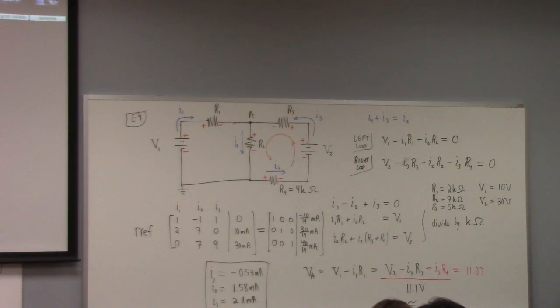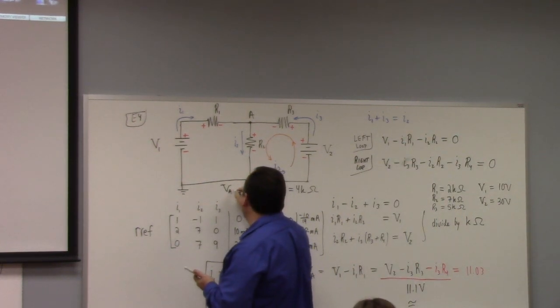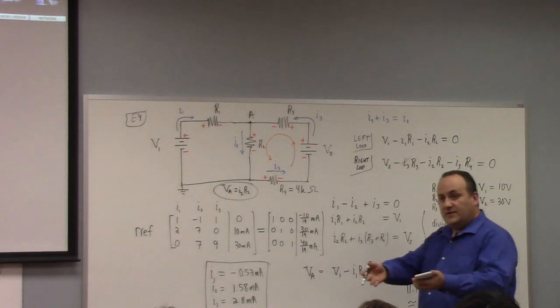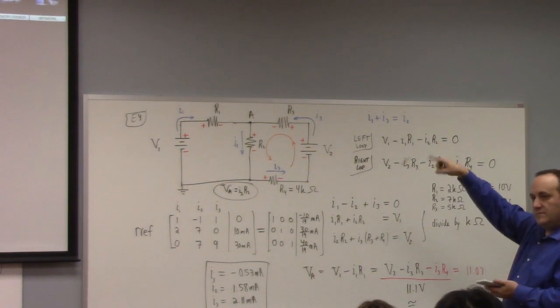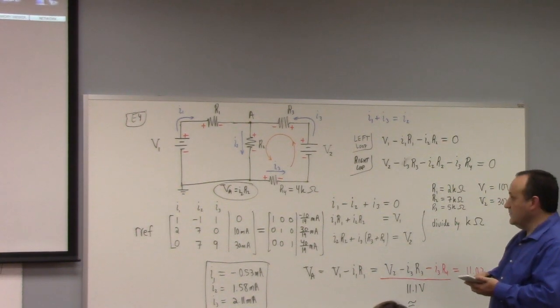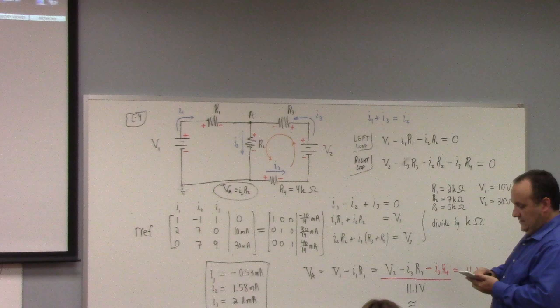Yep. Why don't we consider R2? Why would we? I mean, you could if you wanted to. Another way to get VA. So your point is like you want to say VA is just equal to I2R2? Is that your question or comment? I totally agree with you. We could do that too. So I2R2, right? Because it goes from there to there. Great. So 1.58 times what was R2? 7. We get 11.06.